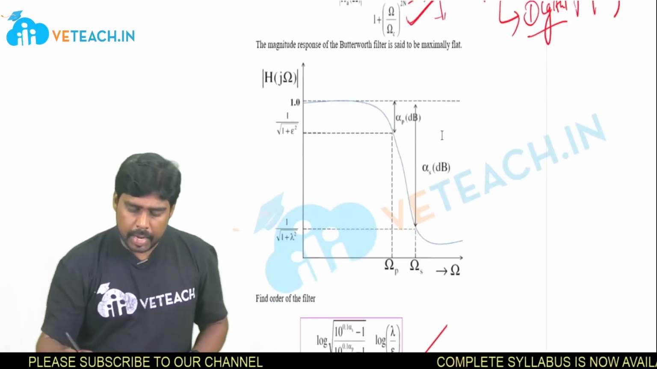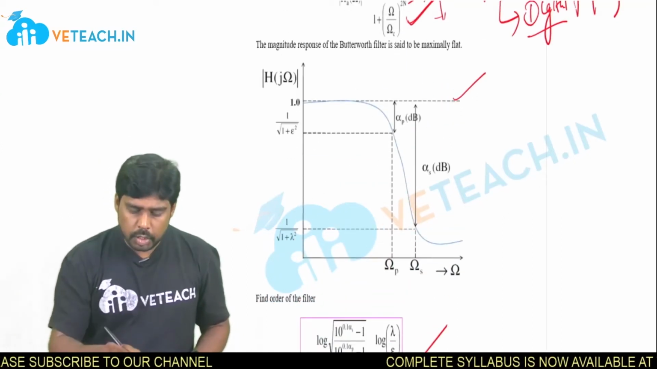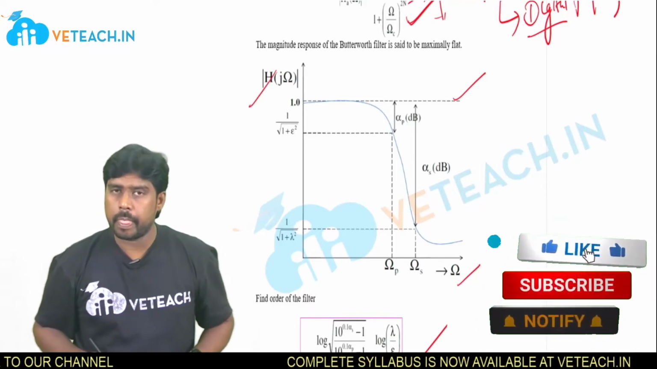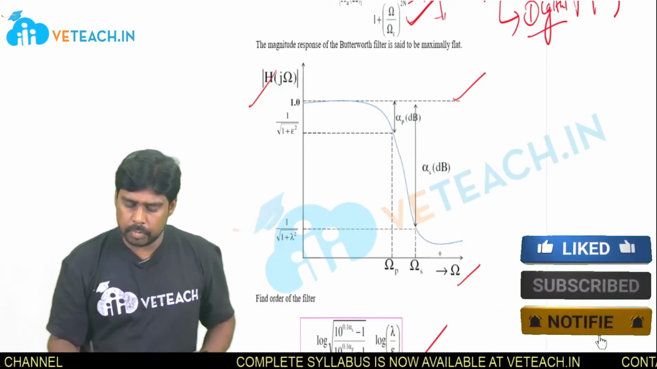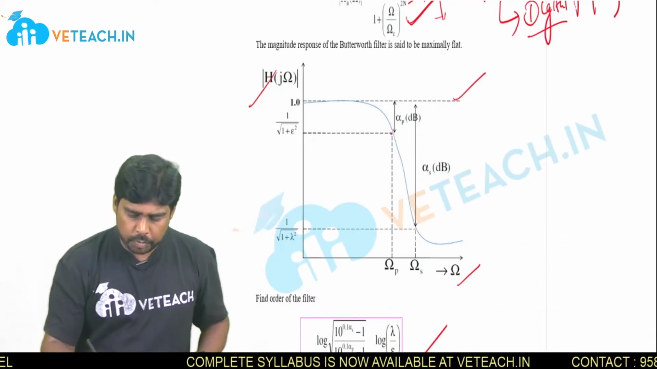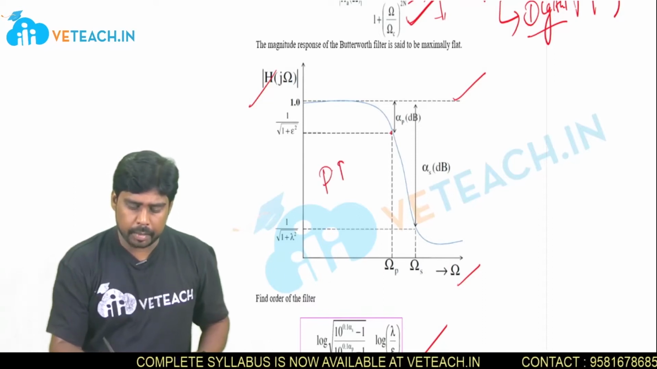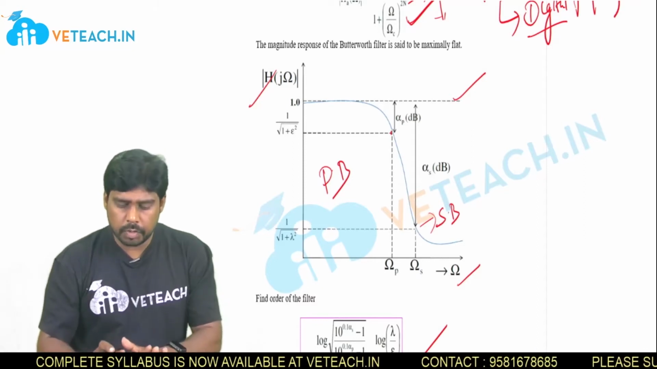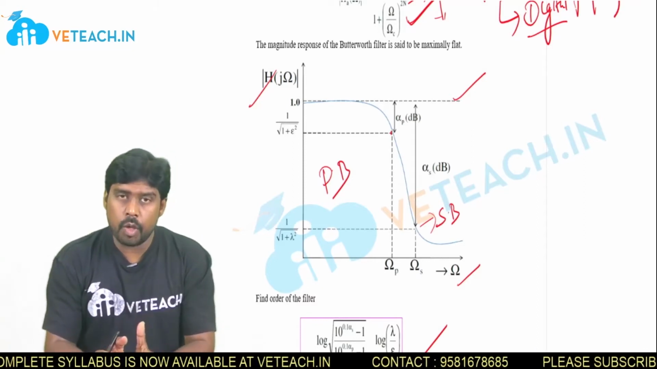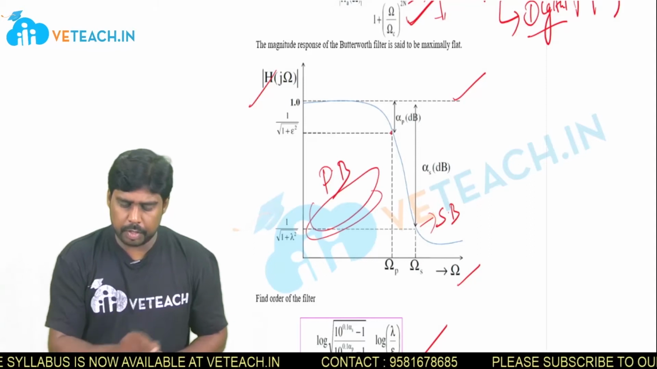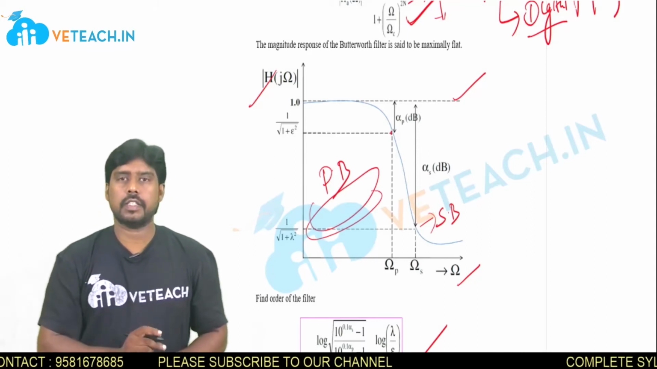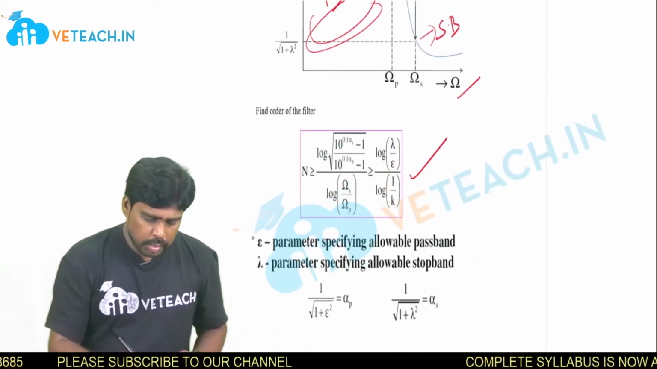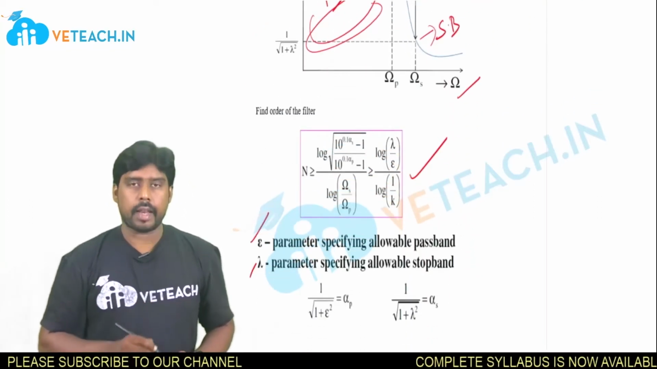And see the transfer curve of this, that is, frequency versus magnitude. It goes like this, and up to this frequency it is the pass band, and after this frequency it is the stop band. So this is for a low pass filter. It is allowing low frequencies, and high frequencies are getting attenuated. Okay, and here what is this sigma and what is this lambda?